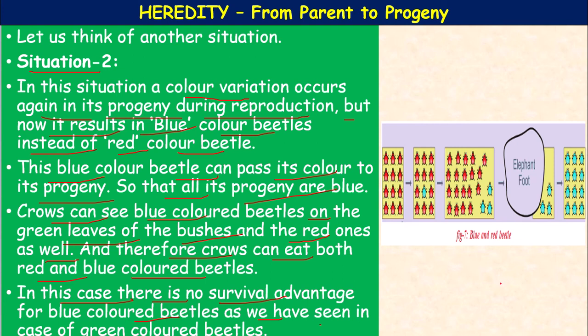But here the advantage or disadvantage is the same. Okay, the crows can see red color beetles, and even the blue color beetles, the crows can easily identify and eat both the red and blue colored beetles. Okay, in this case there is no survival advantage for the blue colored beetles. Why? Because as we have seen in the case of green colored beetles, green colored beetles survived because they cannot be seen by the crows.